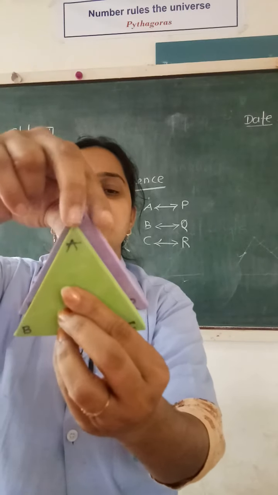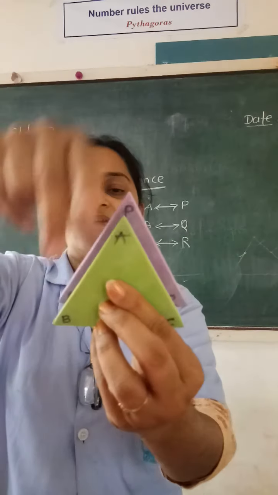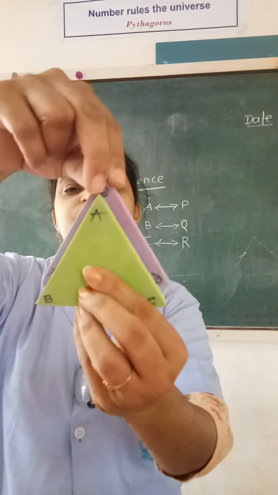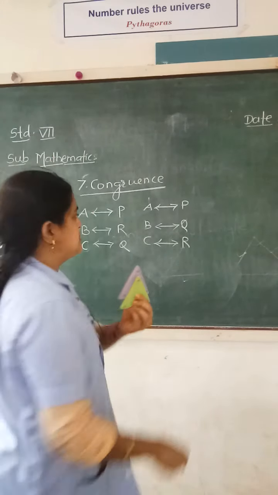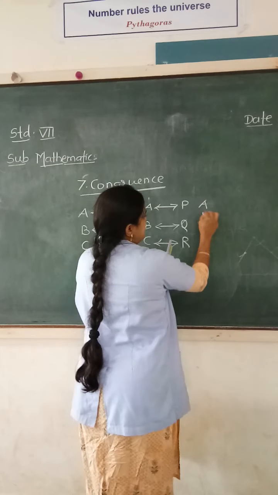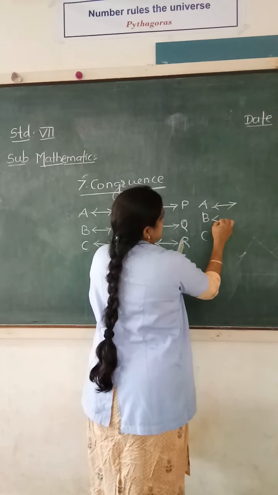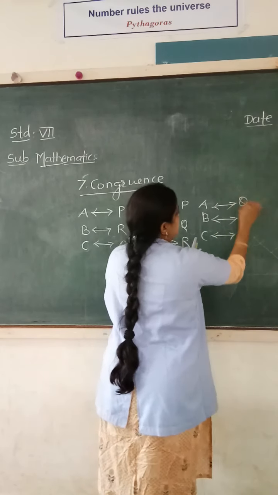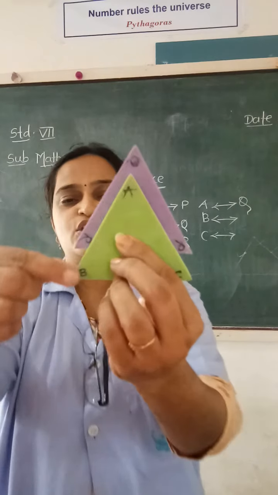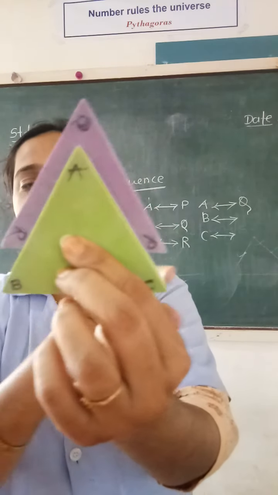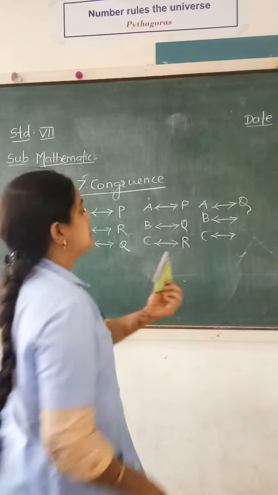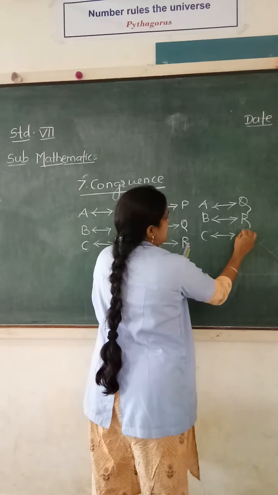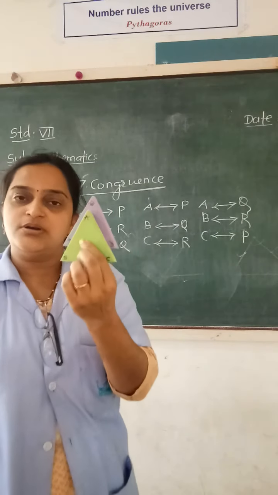Now third way, see, instead of matching A and P, now I can match Q with A, can't I? Yes, I can. A and Q would be matching each other. So I will write another way. A matches to Q. In that case, what happens? B matches to R and C matches to P. Now I will use the word correspondence. B corresponds to R and C corresponds to P.